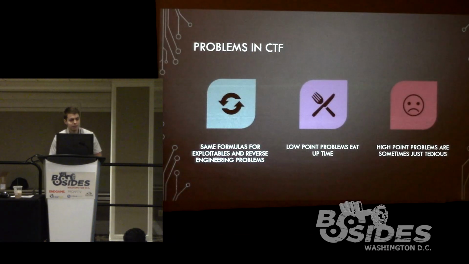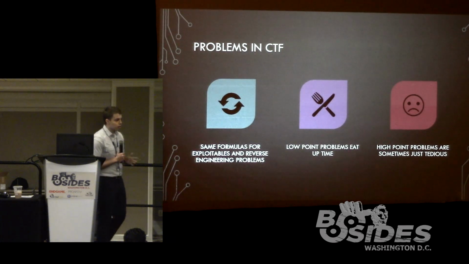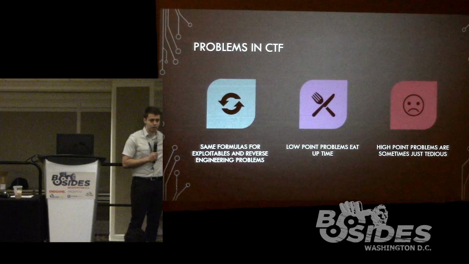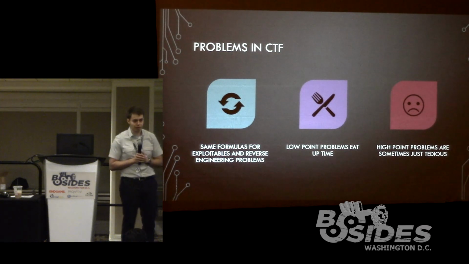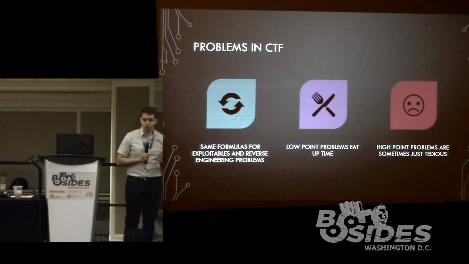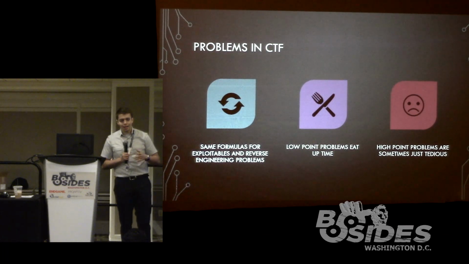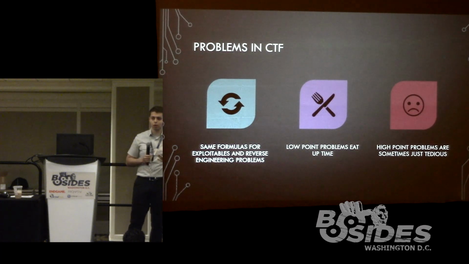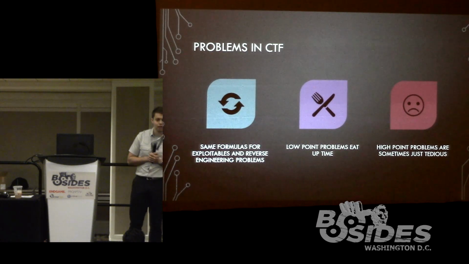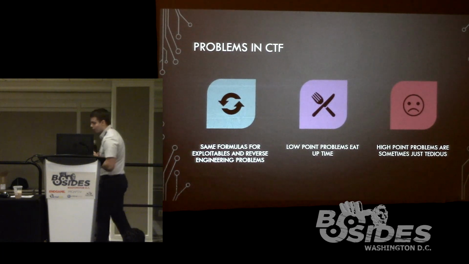So let's start out with CTFs. There are a couple problems in CTFs right now that let you use these tools where you drop in a CTF problem and you get out a flag. And the first one is reuse. There are so many problems right now that have a very similar approach every single time. You break right at the function check, you dump out your memory, and you say, hey, there's a flag right there. And that'll work for a lot of low point problems.